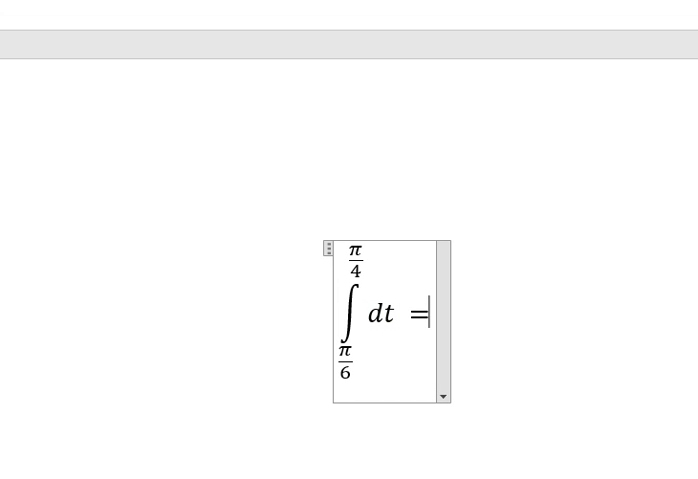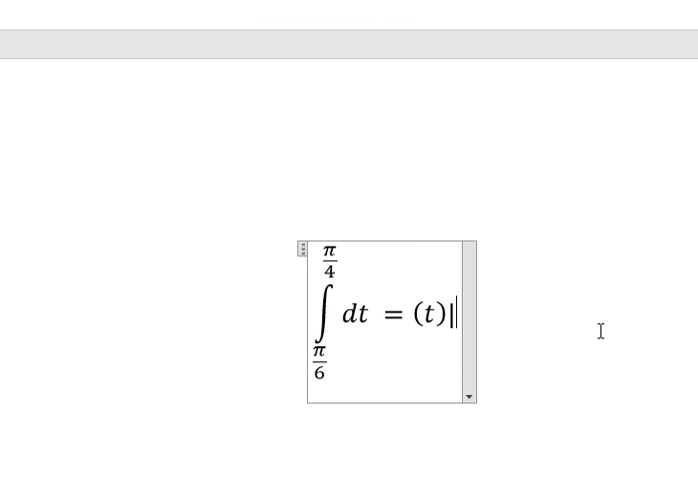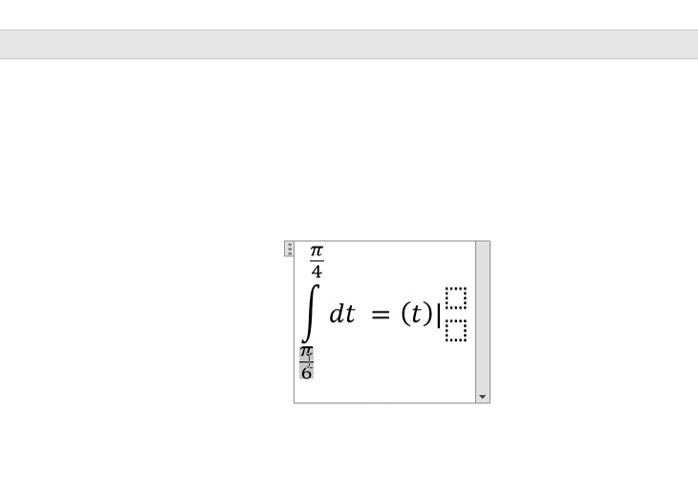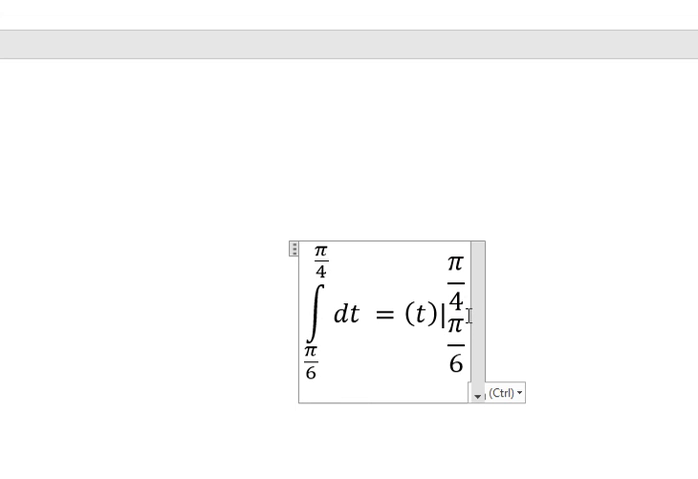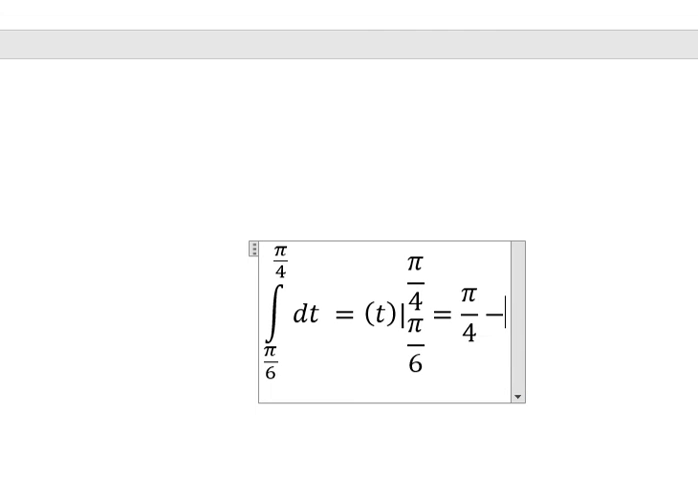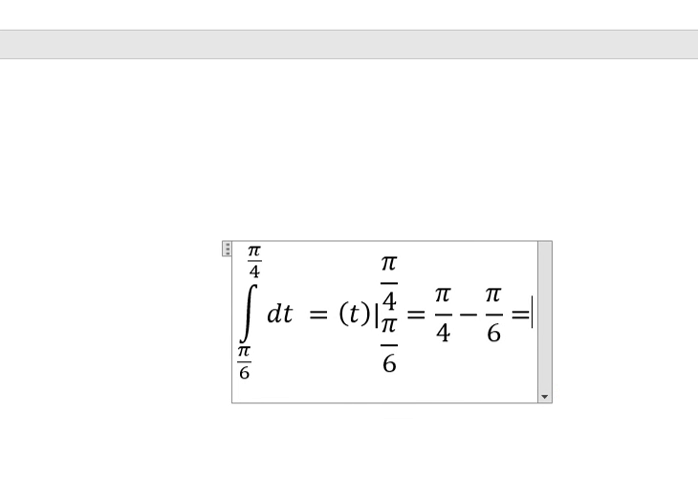You got dt. The integration of dt, we have t, and then we put the bounds from pi over 6 to pi over 4. And now we have the final answer. This one you got pi over 12.